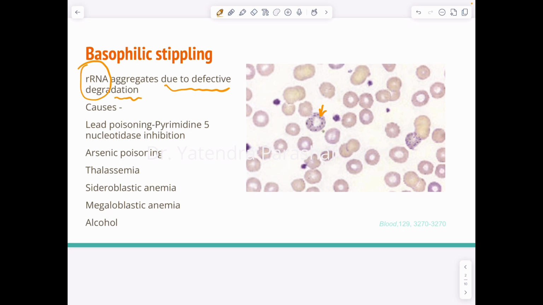It is classically seen in lead poisoning due to the inhibition of pyrimidine 5-nucleotidase enzyme, and other causes include arsenic poisoning, thalassemia, sideroblastic anemia, megaloblastic anemia, and alcoholism. This stippling can be fine or coarse. Fine stippling can be seen in thalassemia, sideroblastic anemia, megaloblastic anemia, and alcoholism. However, coarse stippling is a classical finding of lead poisoning.